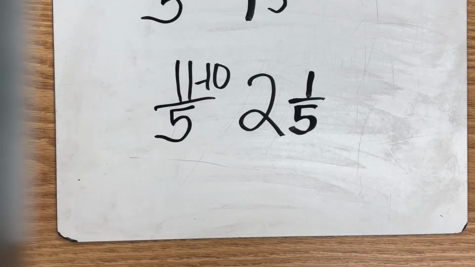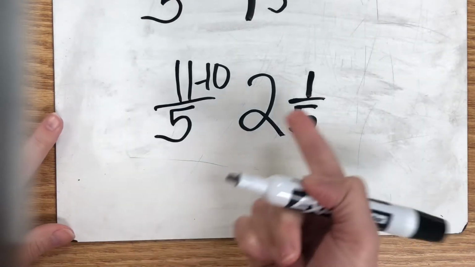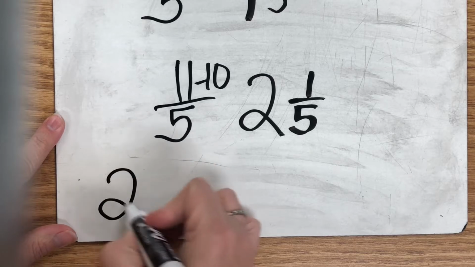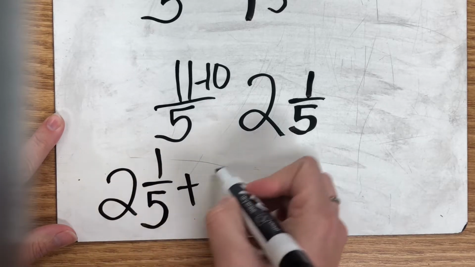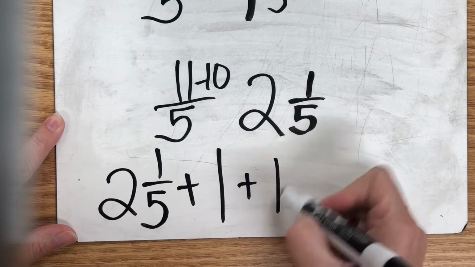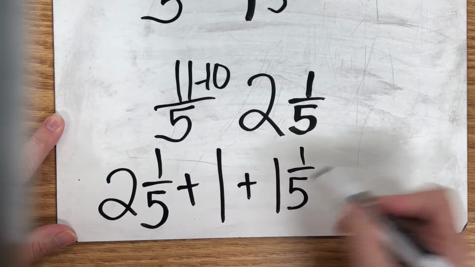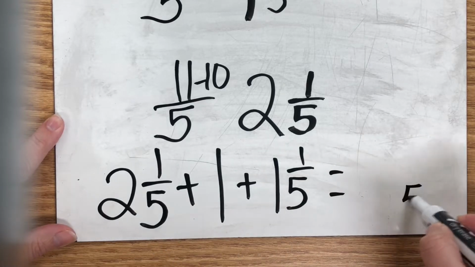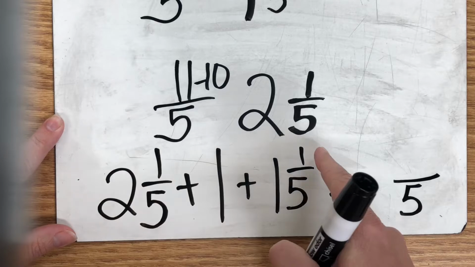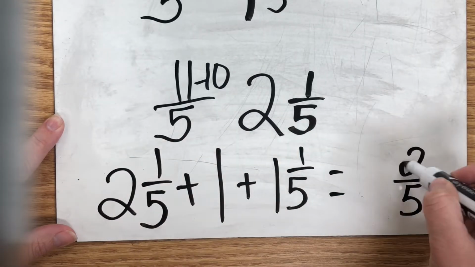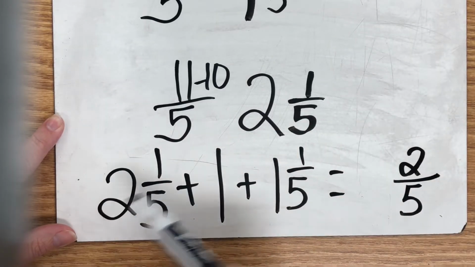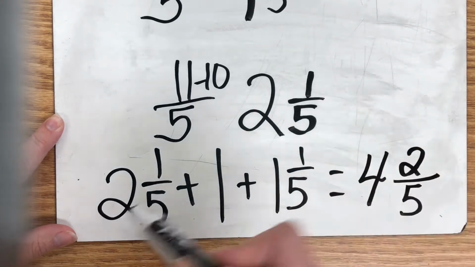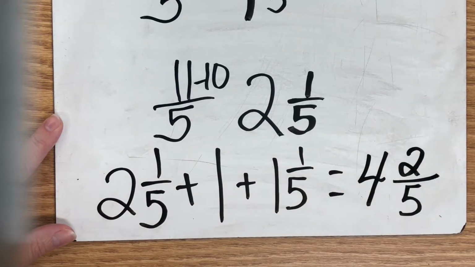When you add fractions with common denominators, let's say I'll keep with the 1/5. So you have 2 and 1/5 plus 1 and 1/5. I'm going to go through, my denominator is 5. I'm going to add my numerators. 1 and 1 is 2. Now I'm going to add my whole numbers. 2, 3, 4. So those three fractions added together give me 4 and 2/5.